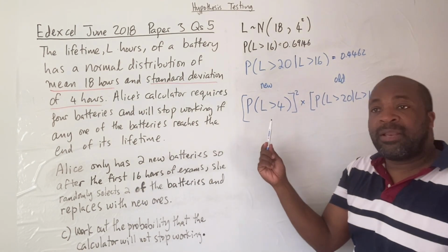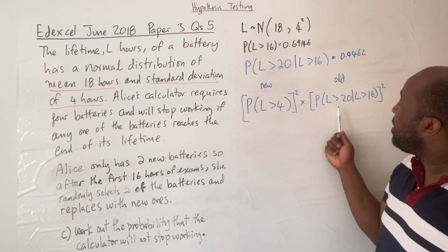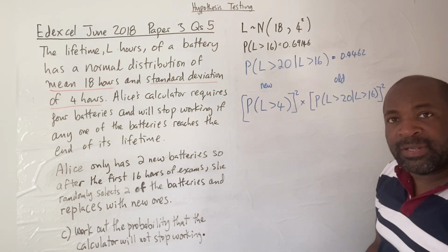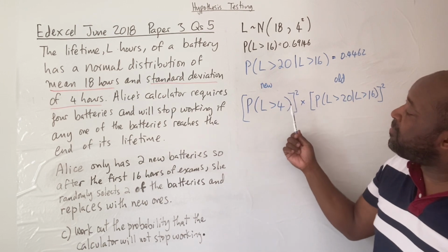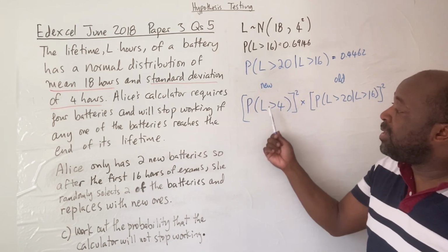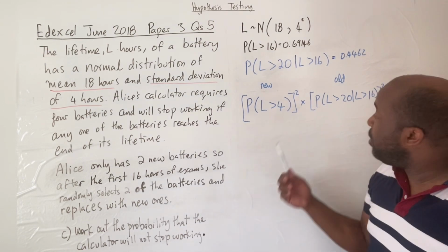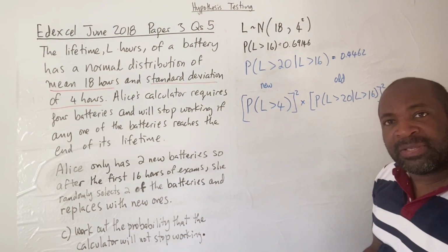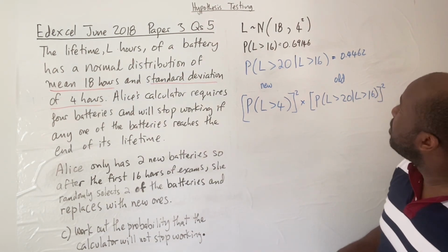So for the new calculators, L must be greater than 4, and for the old calculators, L must be greater than 20 given that L is already greater than 16. All right, and so remember, the square is because of the fact that it is 2 calculators that must last for more than 4 hours. And then for the old calculators, again, it's 2 of them that must last for more than 20 hours, given that they've lasted for 16 hours.